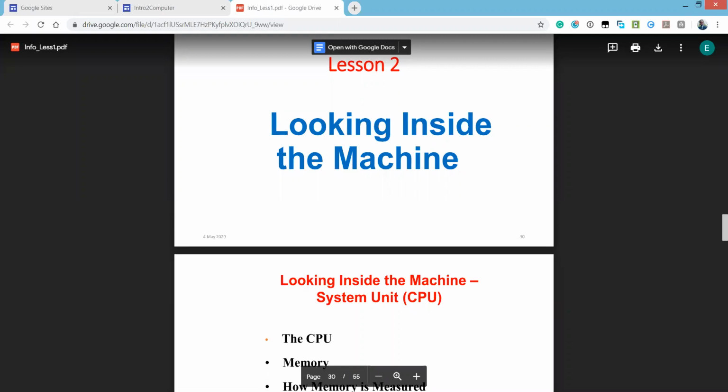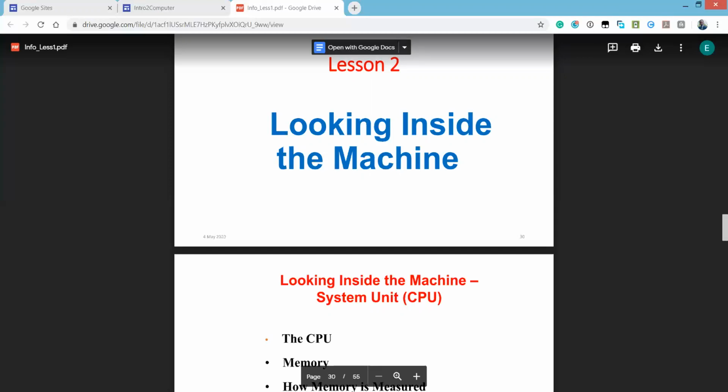In our previous lesson, we talked about what a computer is. We talked about data, information, the differences between data and information. We talked about the hardware as well as the processing cycle. We talked a little bit about the monitor. We talked about the keyboard, though we didn't go into details about the keyboard. We also spoke about the mouse, the types of mouse that we have, and today we are going to look a little bit inside the computer.